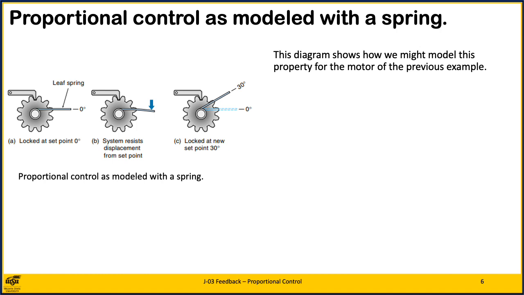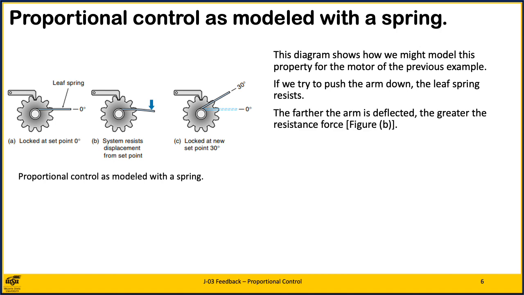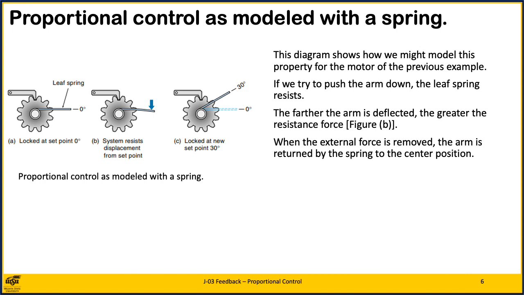The diagram shows how we might model this property for the motor of the previous example. Notice that in the model, the arm is a leaf spring attached to a locked shaft. If we try to push the arm down, the leaf spring resists. The farther the arm is deflected, the greater the resistance force, which is shown in figure B. When the external force is removed, the arm is returned by the spring to the center position.